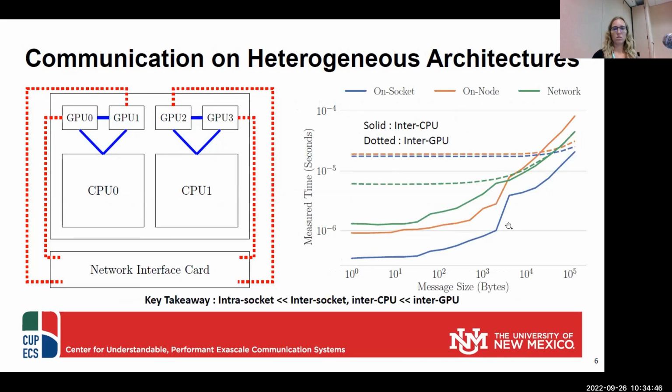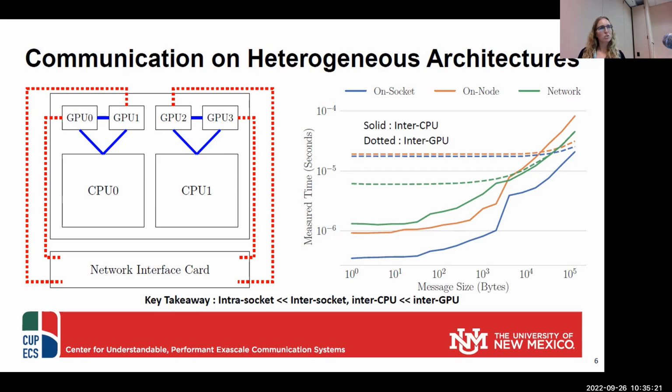If we look at a similar plot to the one before of the cost of communication, this is on Lassen. The dotted line is between GPUs. The solid lines are between CPUs. One takeaway is it's a lot cheaper to communicate between CPUs than GPUs, of course. We get performance that's a little bit different. If you focus on the solid lines here, on socket, so between 2 cores on the same CPU, is the blue line that's still very cheap. The orange line is on node, but between sockets, and the green line is through the network.